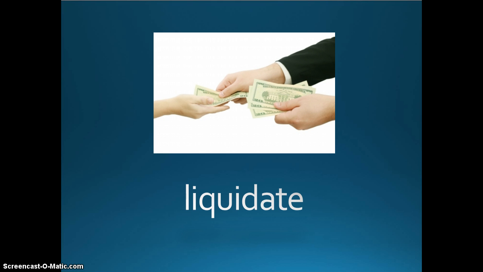Liquidate is next, and usually has to do with money. Verb. There's a little typo here. This word in the book says it has two different accented syllables, and that's not possible. It's actually the first, liquidate. So it's the first syllable that is accented.